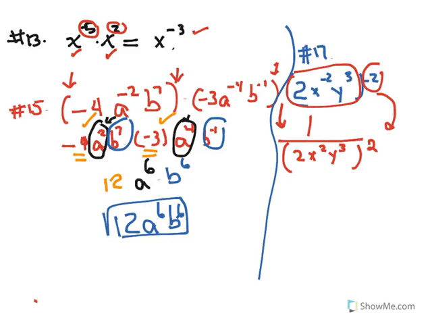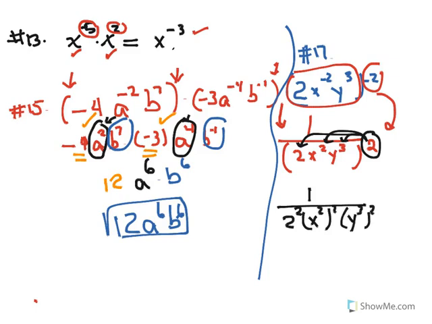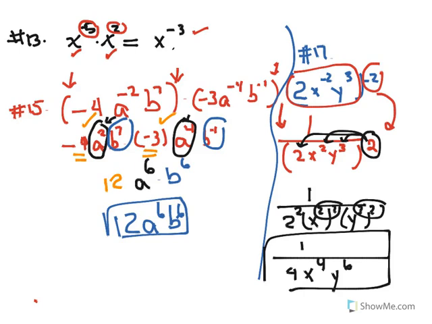Okay, so now what is there to do? Well, these two right here can just go and change each one of the factors in the denominator. So I'm going to have 2 to the second, x to the second to the second, and y to the third to the second. So I'm going to have 1 divided by what? 4. X to the second and x to the second is x to the fourth, and y is 3 times 2, which is 6. So this number right here is the result of the simplification in problem number 17.